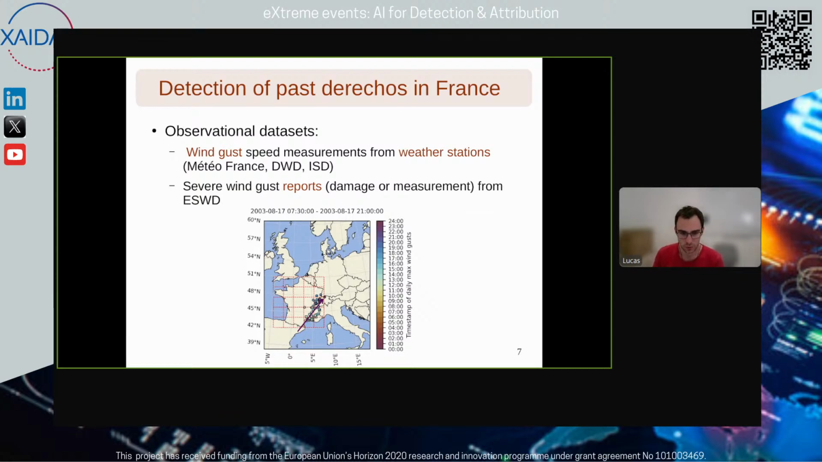So in the first part, I will describe how we try to detect past events in France. To do so, we used two types of data sets. The first one is wind gust speed measurements from weather stations, mainly from Météo France, but also from other data sets. And we also used severe wind gust reports that do not necessarily come from wind speed measurements from weather stations, but also from damage reports. Those are reported in a database called ESWD, maintained by the European Severe Storms Laboratory.